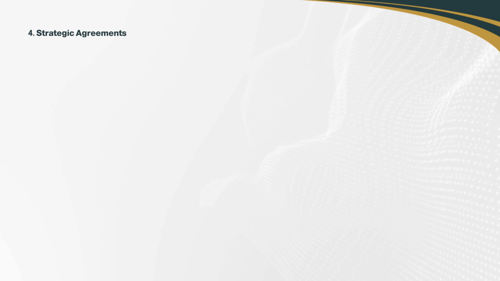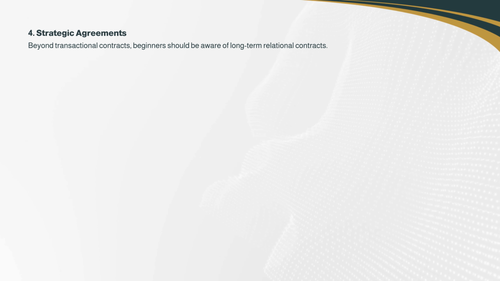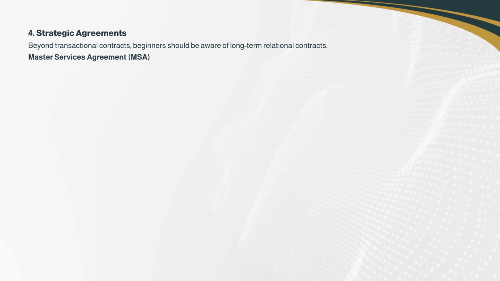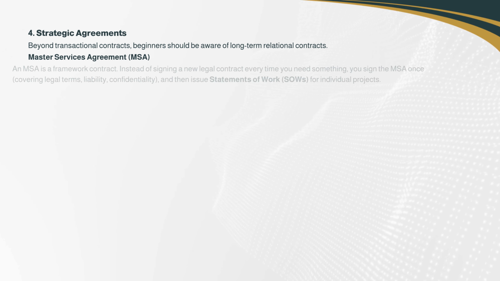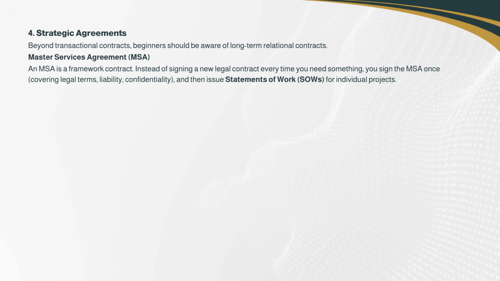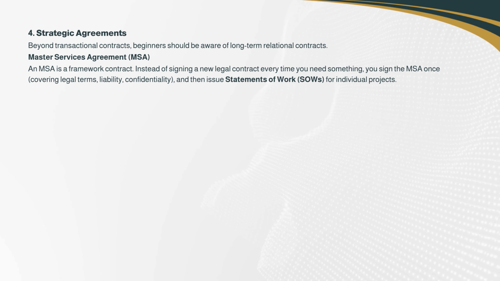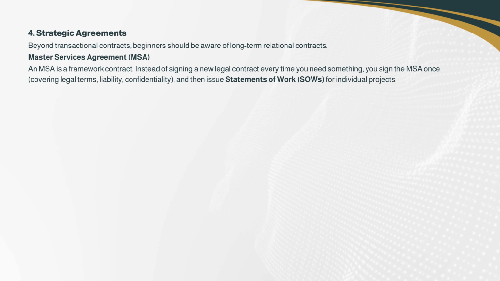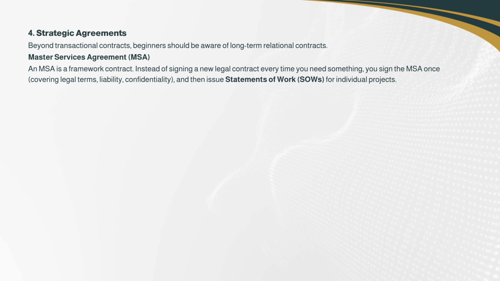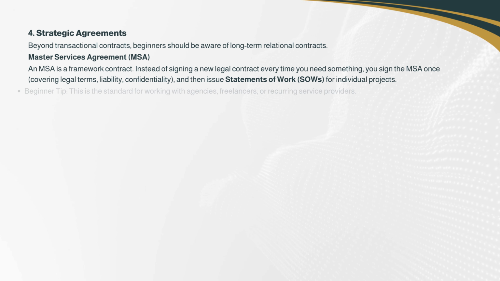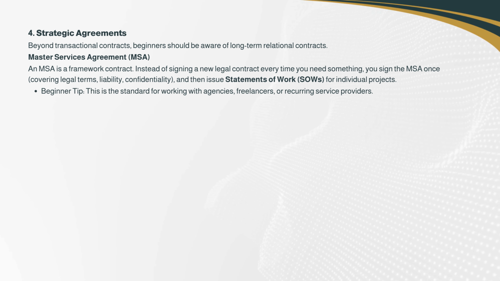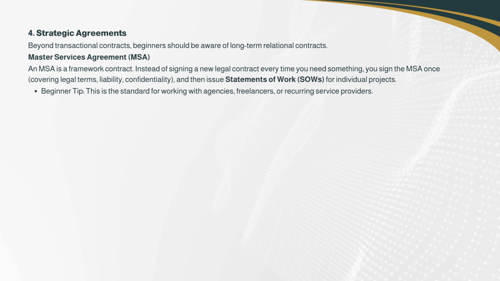4. Strategic agreements. Beyond transactional contracts, beginners should be aware of long-term relational contracts. Master Services Agreement, MSA: an MSA is a framework contract. Instead of signing a new legal contract every time you need something, you sign the MSA once, covering legal terms, liability, and confidentiality, and then issue statements of work, SOWs, for individual projects. Beginner tip: this is the standard for working with agencies, freelancers, or recurring service providers.